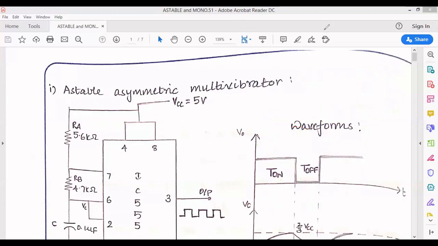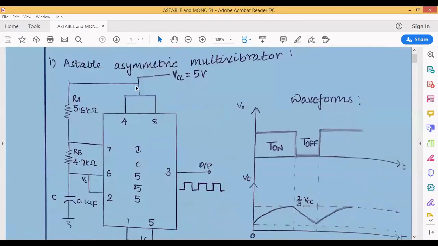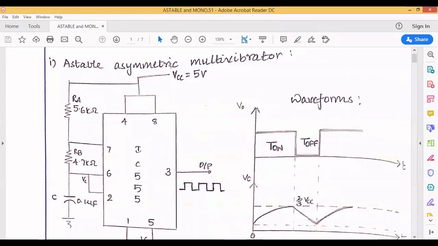So here in the astable multivibrator, it is called asymmetric. Asymmetric is nothing but T on and T off are not equal. So maybe T on is greater than T off, or T off is greater than T on. That's why it is called an asymmetric multivibrator. By choosing the proper values of RA and RB, as you already studied in the theory.